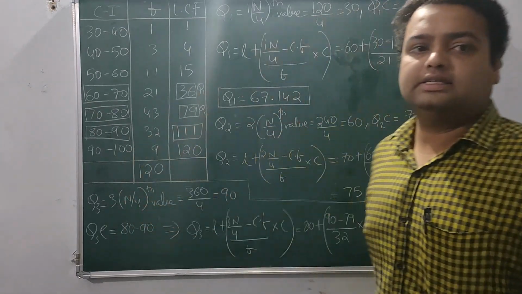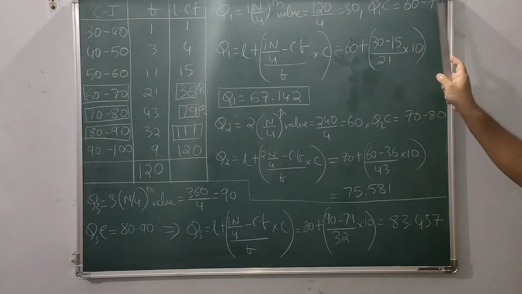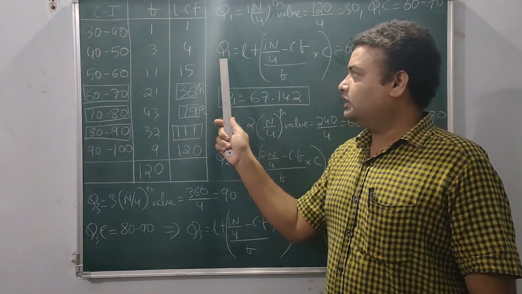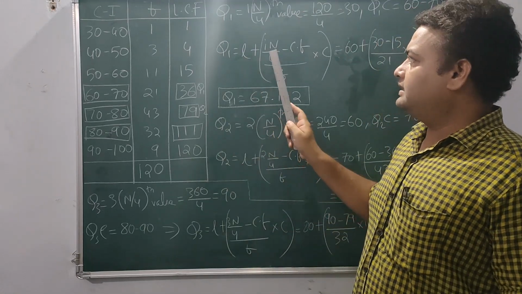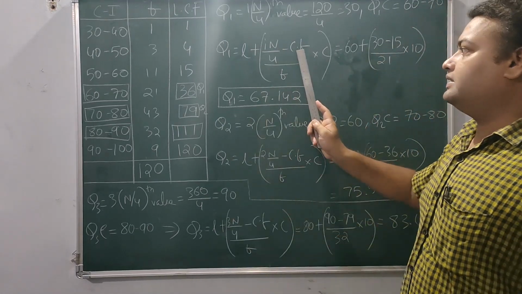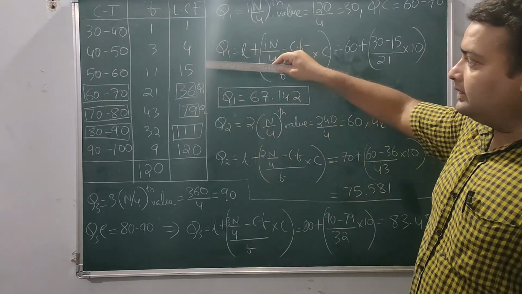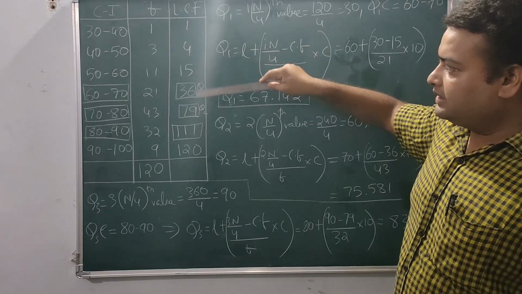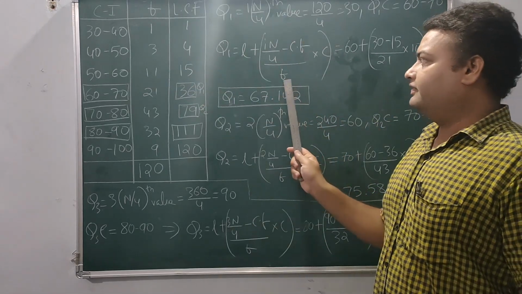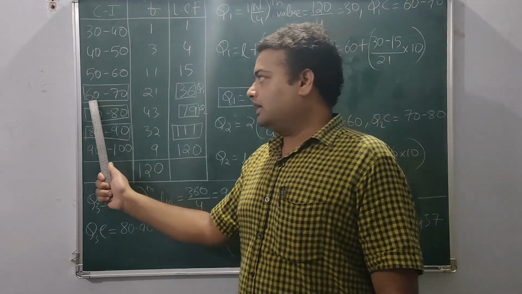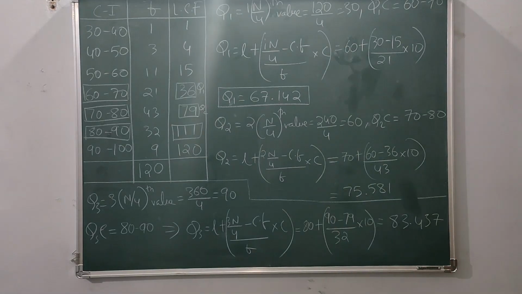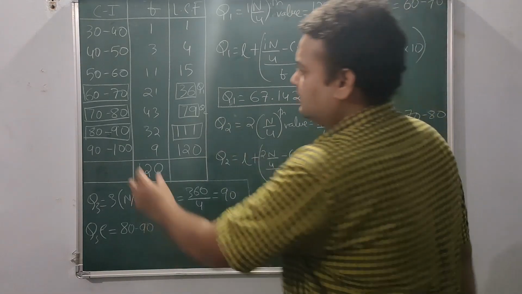So 60 to 70 is our Q1 class, first quartile class. Based on that we have the formula here. Therefore the Q1 value is given by L plus i into n by 4 minus Cf divided by f into C, where Cf is the cumulative frequency preceding the quartile class. Preceding means the cumulative frequency before the quartile class, that is 15, divided by f. f is the frequency of the quartile class. Our quartile class here is 60 to 70 and its frequency is 21, into C. C is the width of the quartile class. So width here is 10.